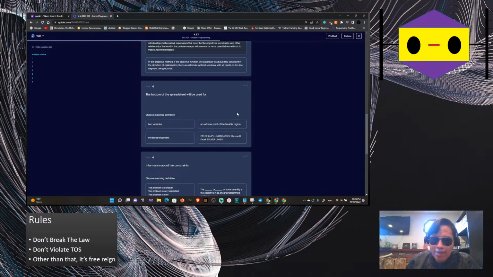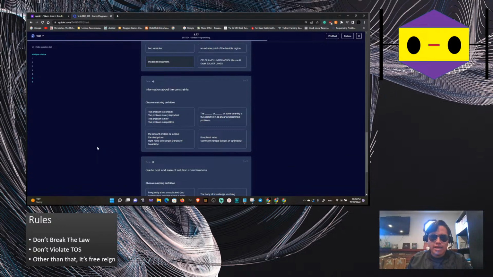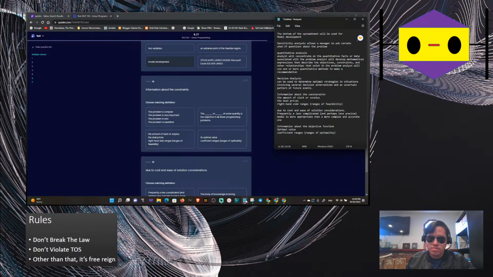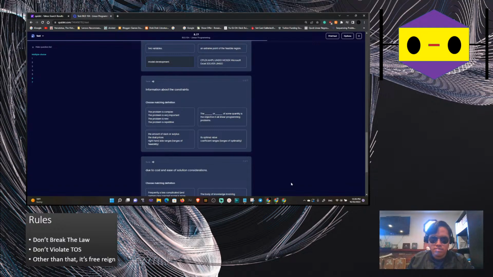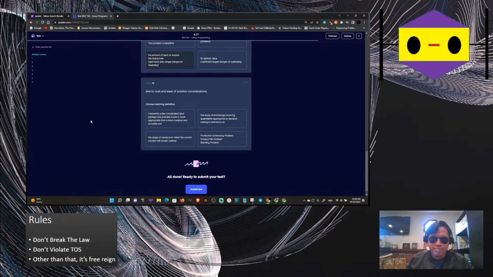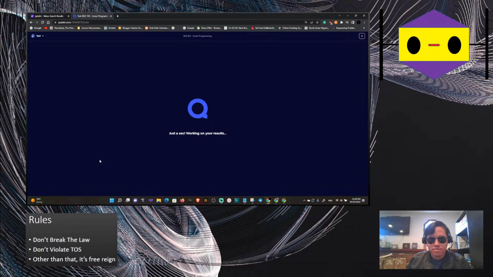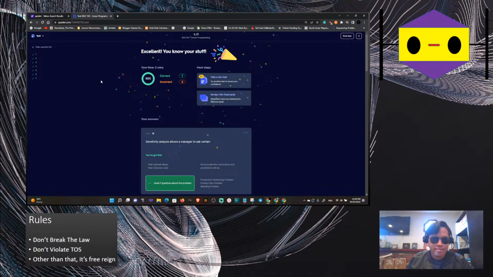The bottom of the spreadsheet will be used for what? Do you remember? Model development. Information about the constraints. It's the right hand side ranges. It's the C. Okay. Due to cost and ease of solution considerations, I'm going to go with A. Frequently, a less complicated and perhaps less precise model is more appropriate than a more complex and accurate one, correct? Yeah. Okay, we got it right. All of them. Just the ones that we missed.